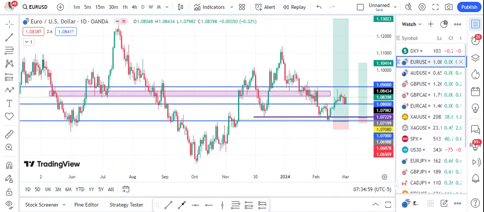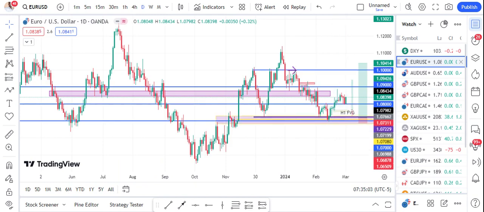Without further ado, this is Euro USD. So Euro USD, what's happening? I predicted the up move from this in my very first or second or third video.